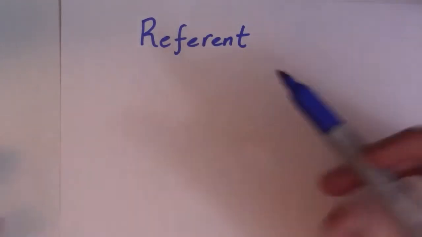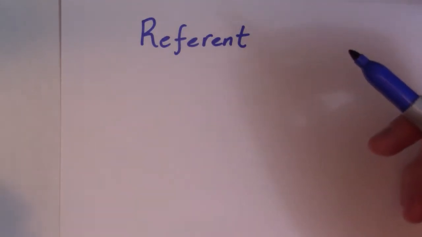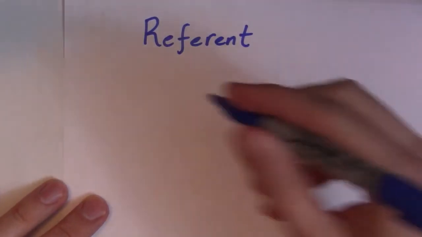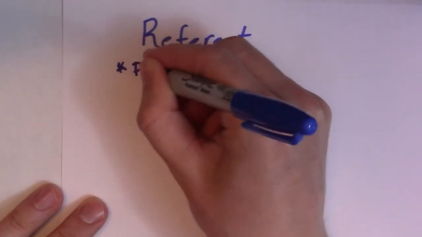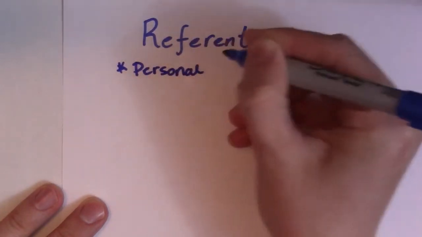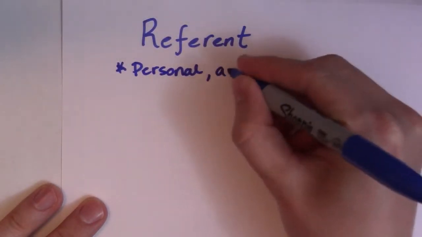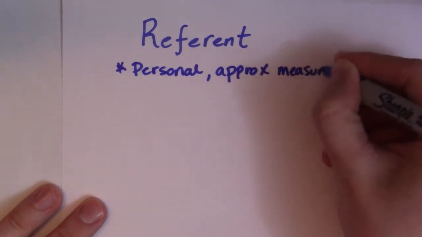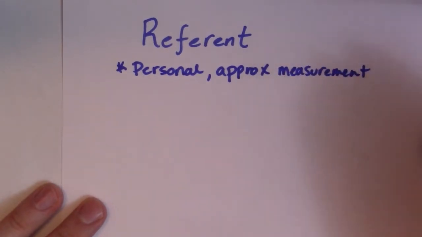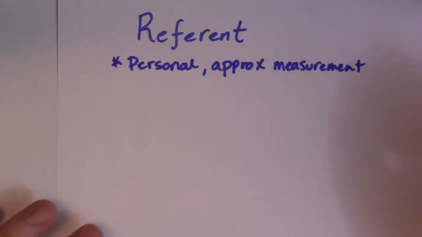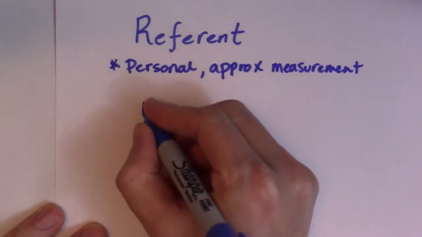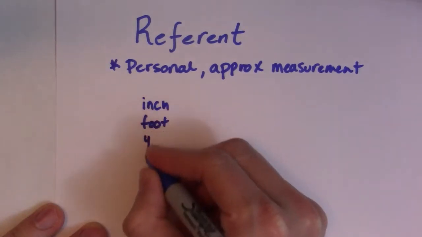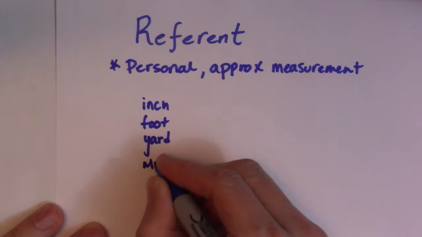A referent is kind of a new idea to me actually, but it's kind of a common sense idea. A referent is anything that's personal that we can use to get an approximate measurement. In my courses we focus on some imperial units, such as an inch, a foot, a yard, and a mile.